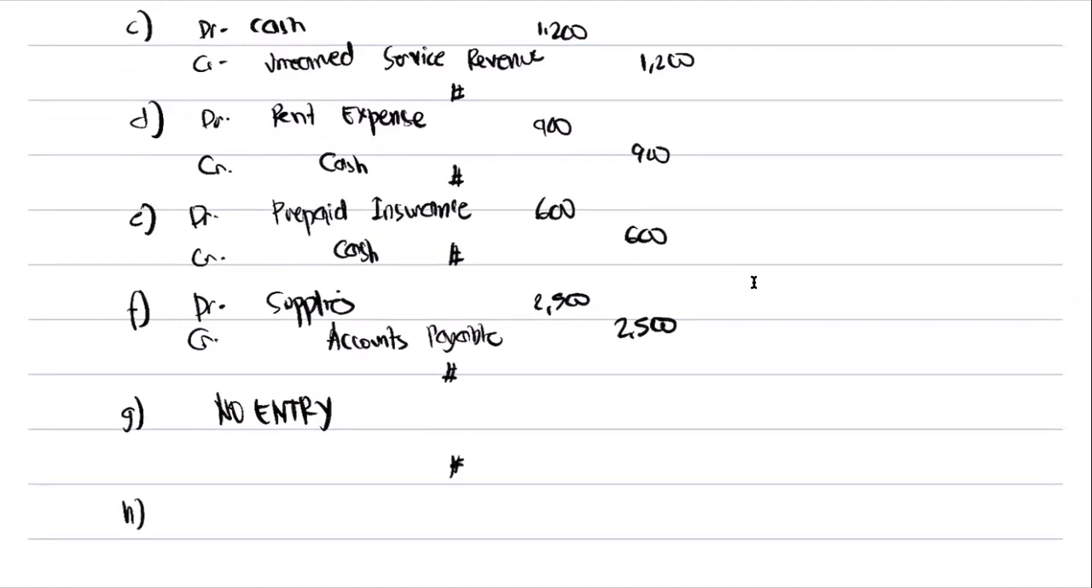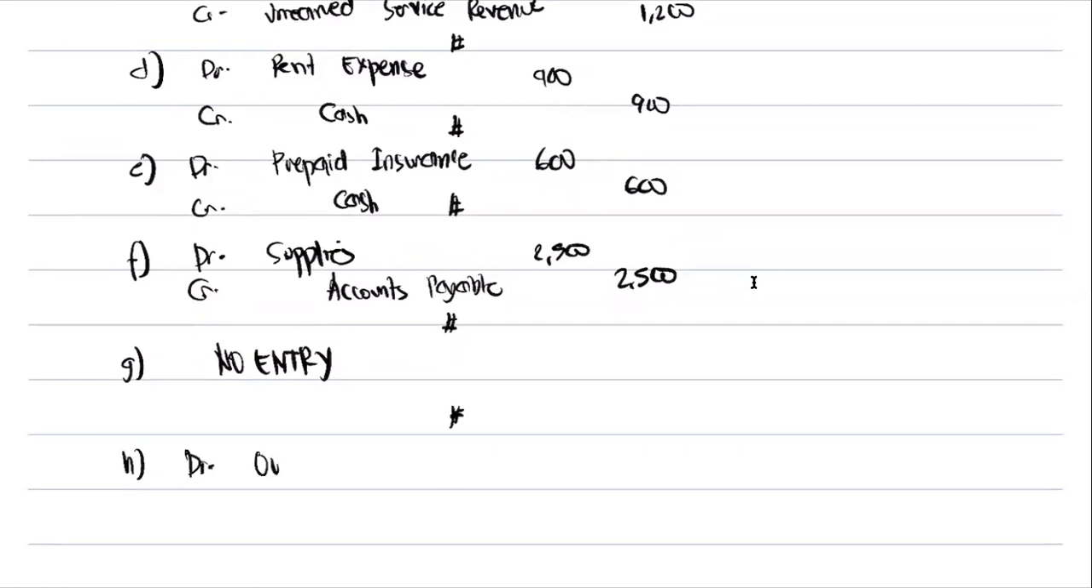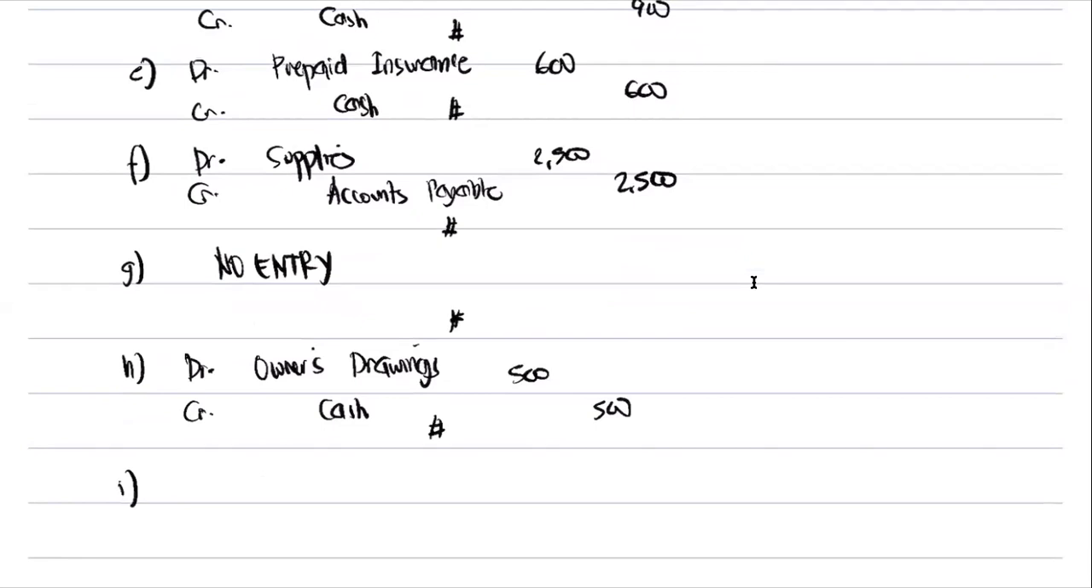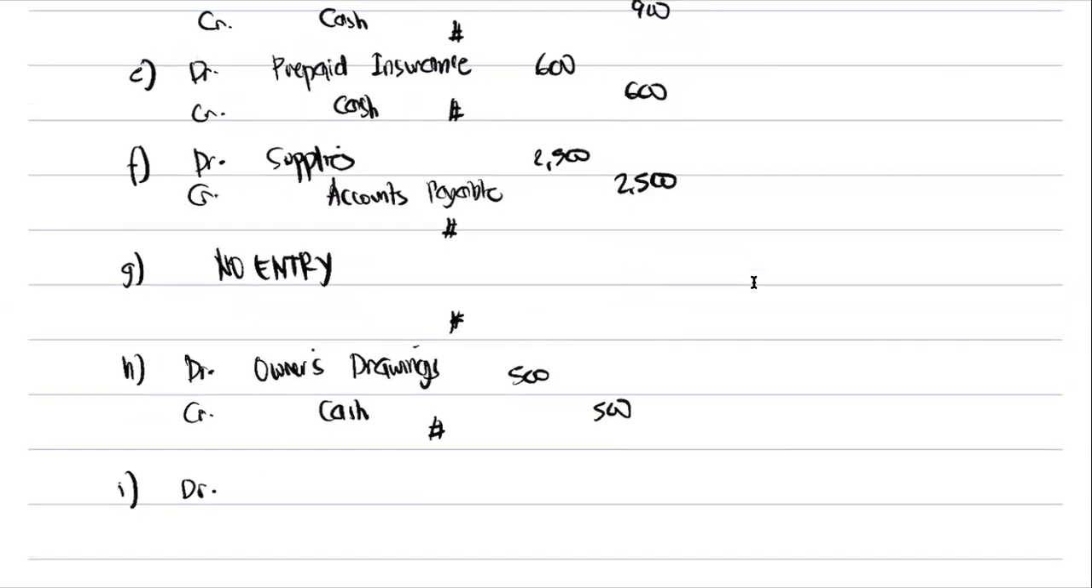Letter H. On October 20, CR Beard withdraws 500 cash for personal use. So our entry is debit, owner's drawing, and a credit to cash amounting to 500 pesos. Letter I, on October 26, Pioneer owes employee salaries of 4,000 and pays them in cash. So our entry is debit, salaries and wages expense, and credit to cash amounting to 4,000 pesos.